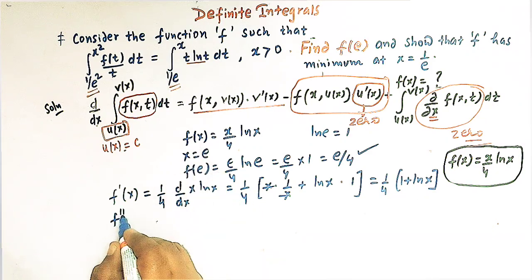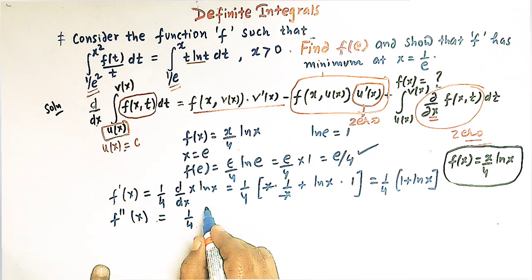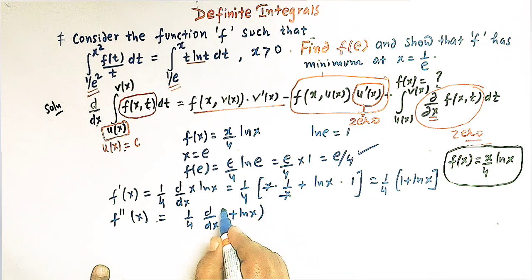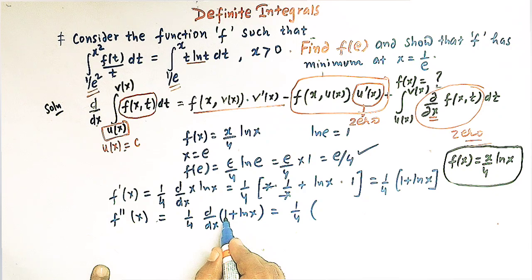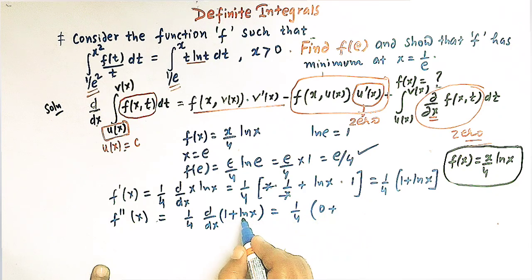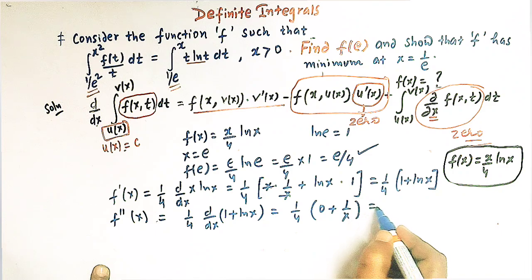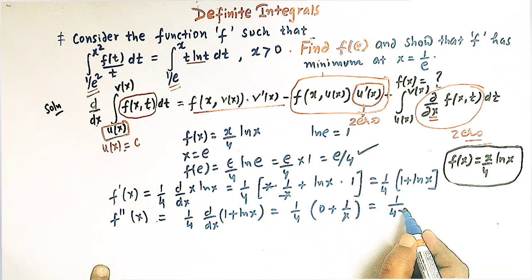Let us find out the second derivative. So the second derivative is given by d by dx of 1 plus natural log of x, right? So we have 1 over 4 and the derivative of 1 is 0 and the derivative of natural log of x is 1 over x. So here we have 1 over 4 times x.